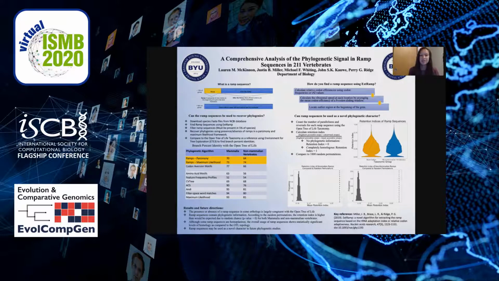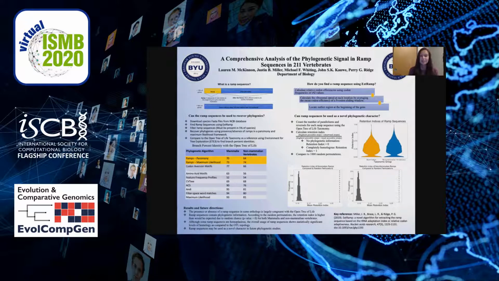My name is Lauren McKinnon and I'm a researcher at Brigham Young University, and I'd like to present to you a comprehensive analysis of the phylogenetic signal in ramp sequences in 211 vertebrates. And the big idea in this project was to see what ramp sequences can tell us about phylogeny. So first off, what is a ramp sequence?